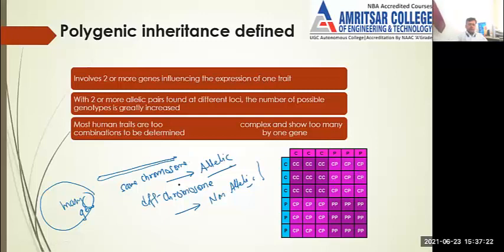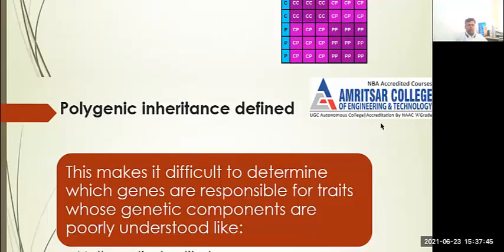Suppose color is controlled by this. You see, 1, 2, 3 C and 3 P. Okay, and then 3 C, 3 P. Now you can see there are different combinations. Right. So if they are on the same chromosome, they are allelic. If they are on different chromosomes, they are non-allelic.